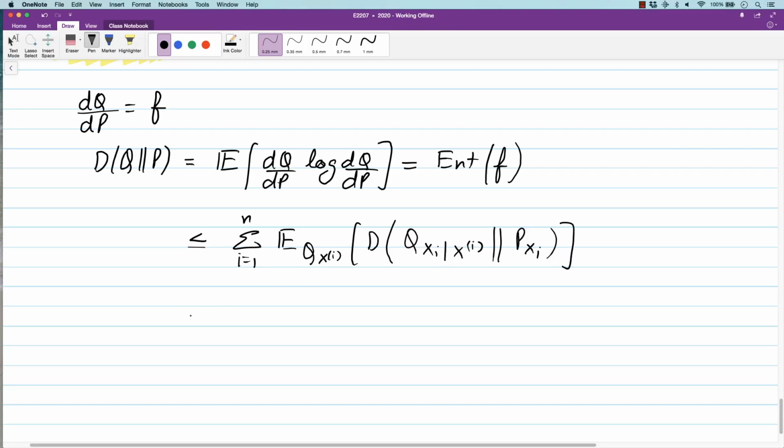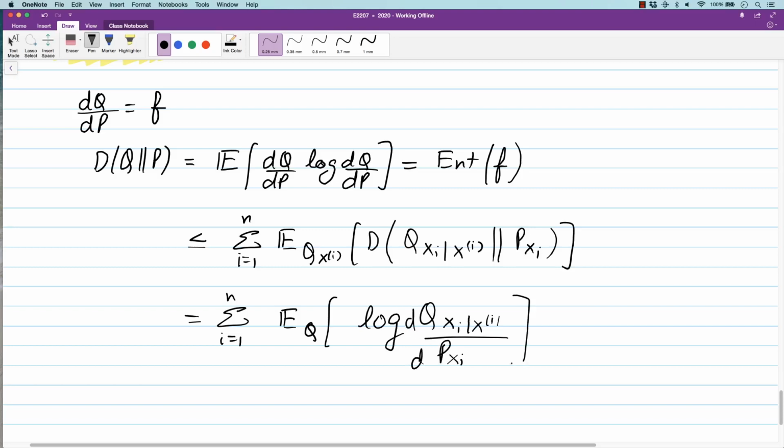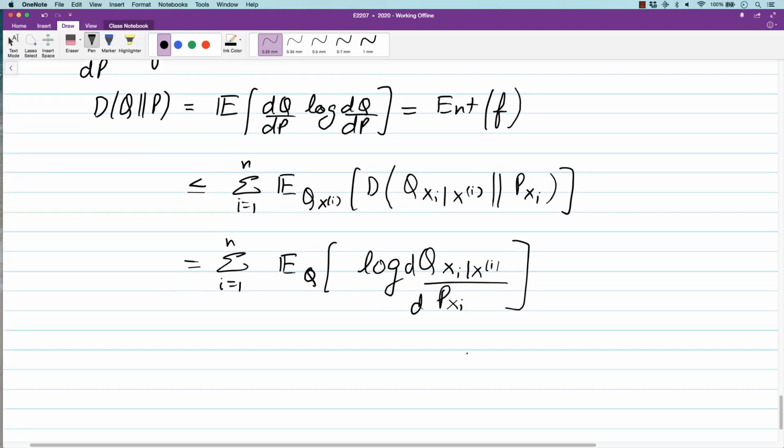Now if you look at this guy, this can be expressed as summation i equal to 1 to n, expected value over q, the whole q now, x_n, of log of d q of x_i given x_{-i} by d p of x_i. So now we need to convince ourselves that in fact this measure is absolutely continuous with respect to p of x_i, and their log likelihood ratio can be expressed in some nice form. So let's look at that.